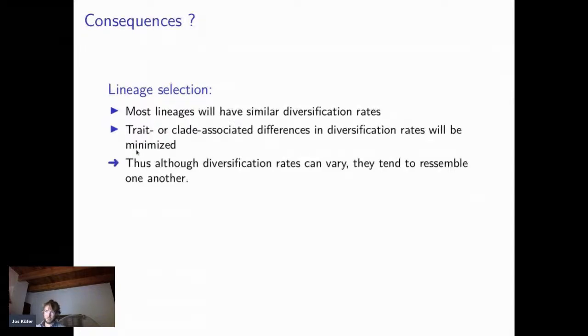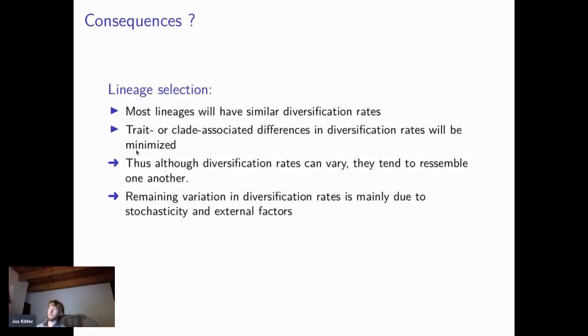So although diversification rates can vary, they will tend to resemble one another more than you would expect in a neutral model. And the remaining variation in diversification rates will thus be mainly due to stochasticity and external factors. Like if you have a clade that is stuck on some island, there will be less intensive lineage selection, so probably the diversification rates there will be less high than on the mainland. So what you would be picking up with SSE models would be those external factors rather than something intrinsically related to the traits.